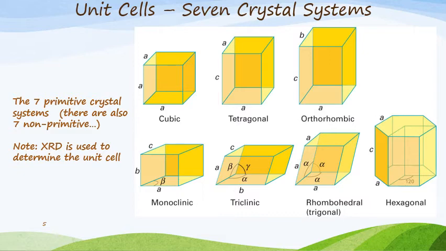Like I said, there are 7 of them, and we're going to focus most of our attention on cubic cells. Okay, but you need to know what these 7 are. So you have cubic cells. Essentially, a cubic cell has all sides equal and all angles are 90 degrees. Then you get a tetragonal unit cell where 2 of the sides are of equal length and 1 side is of a different length, and all of the angles are 90 degrees.